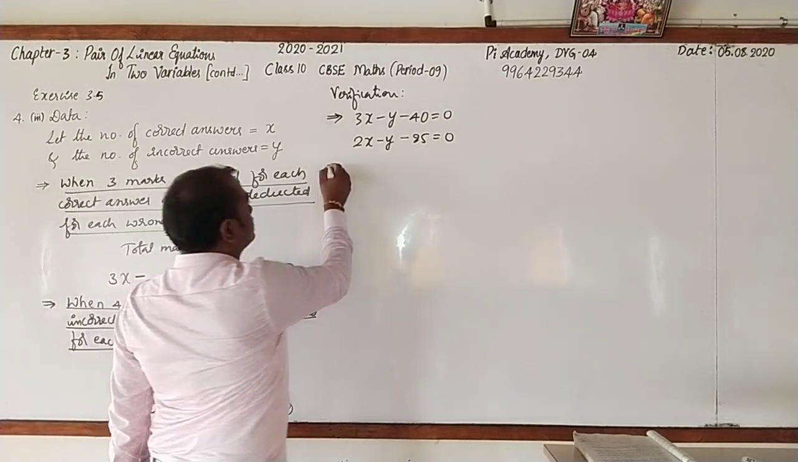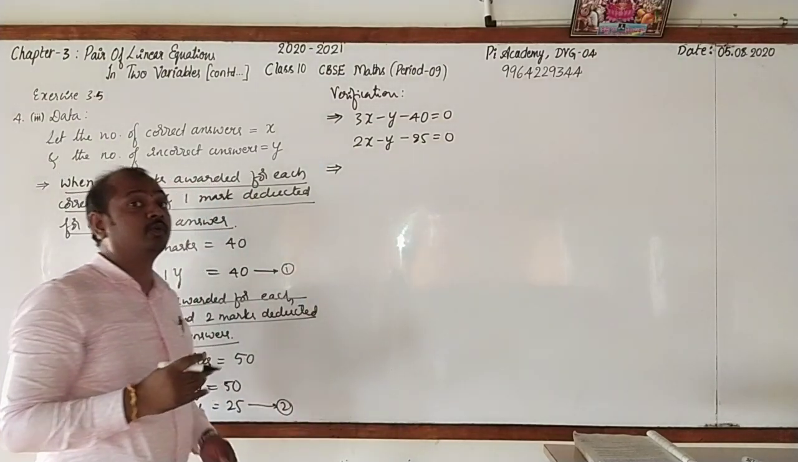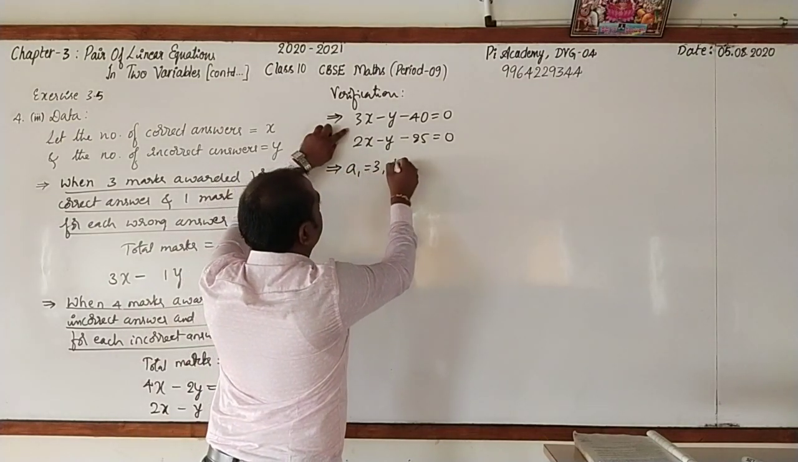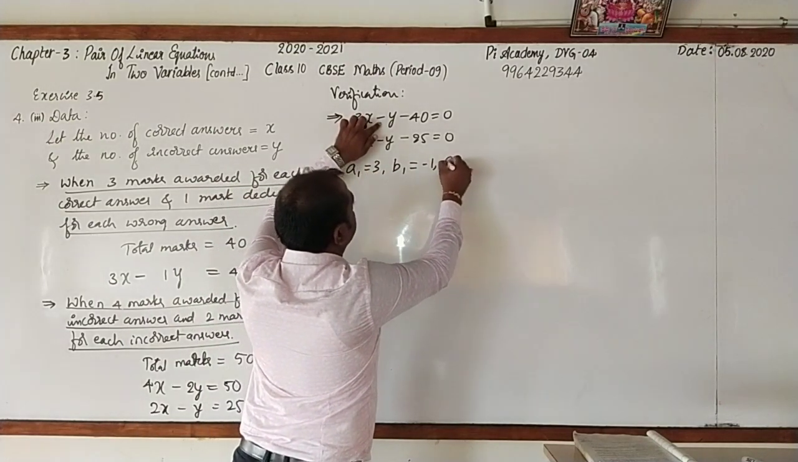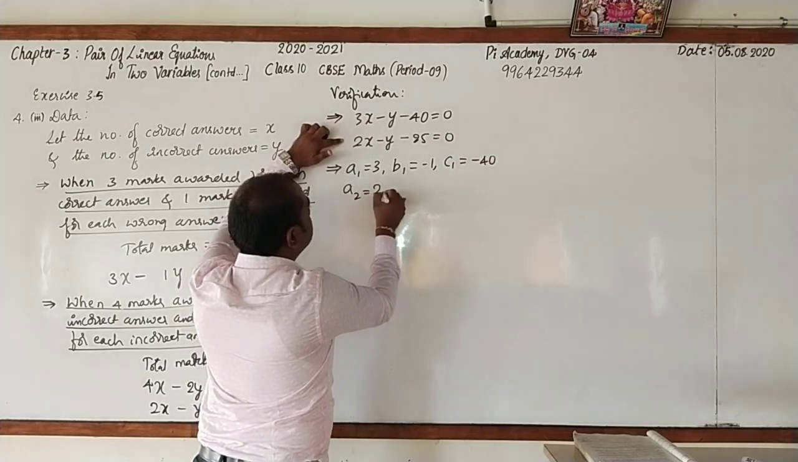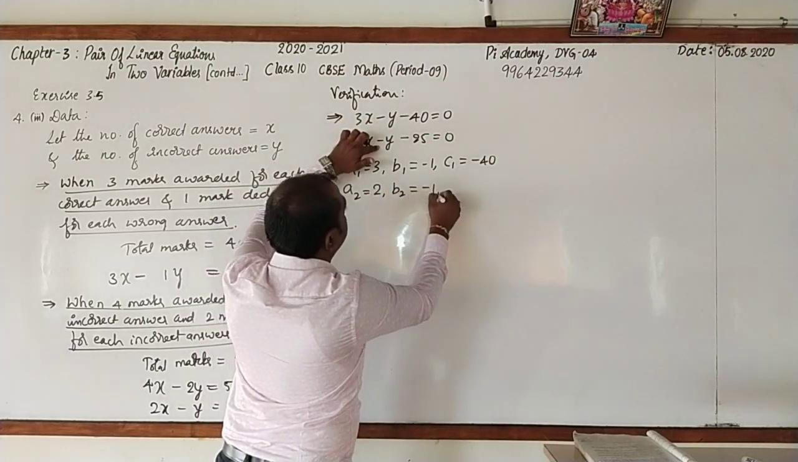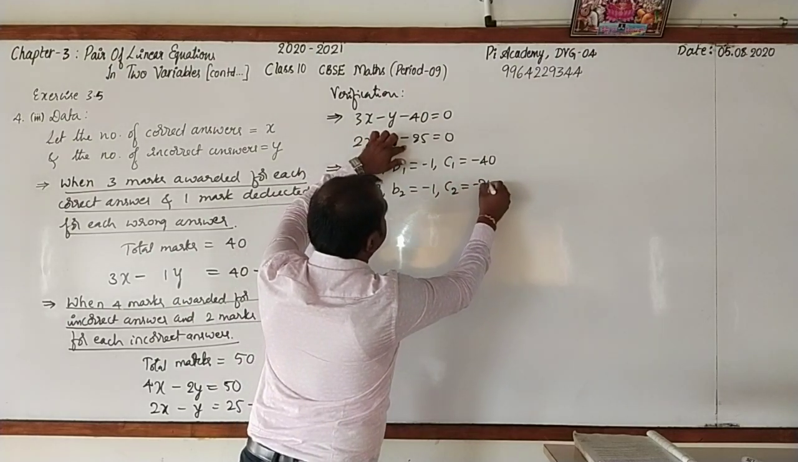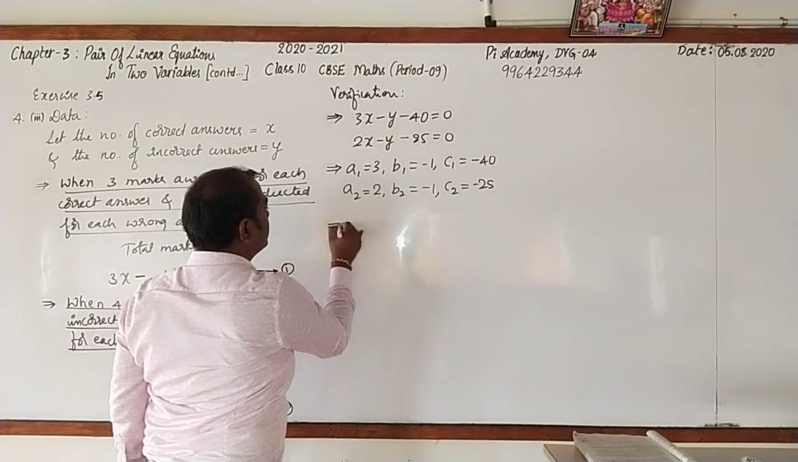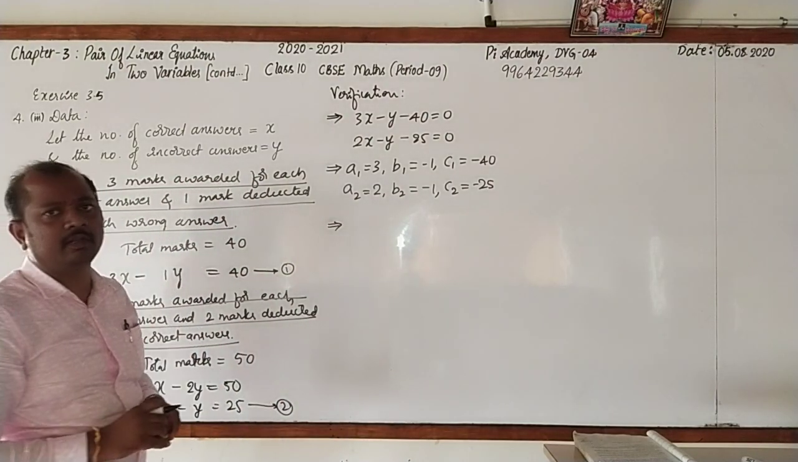Understood? Next, let us go for writing the coefficients. Here, a1 is how much? 3. b1 is minus 1. c1 is minus 40. Then a2 is 2, b2 is minus 1, c2 is minus 25. Clear? Then, let us go for finding all the 3 ratios.